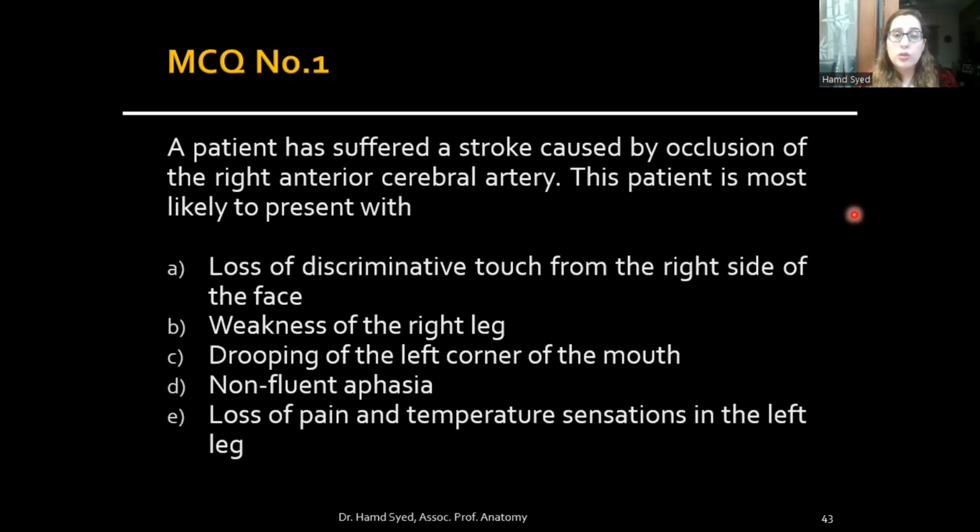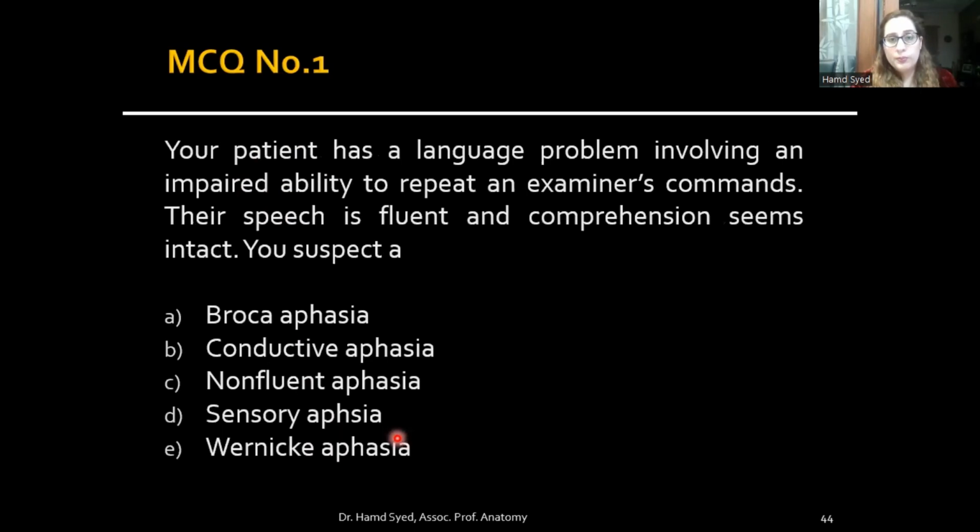So there's a patient who suffered a stroke caused by occlusion of the right anterior cerebral artery. This patient is most likely to present with, now since there is occlusion of the anterior cerebral artery, we know it represents the area of the leg and the foot. And because it's the right anterior cerebral artery, it's the contralateral side which is going to be involved. And this is a hemisensory loss, so loss of pain and temperature sensations in the left leg. E is the correct answer for this MCQ.